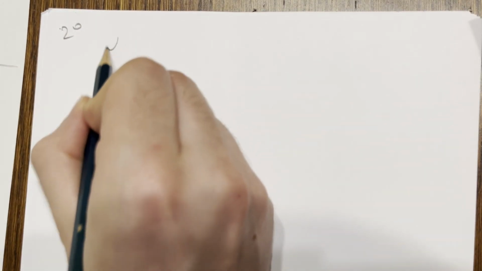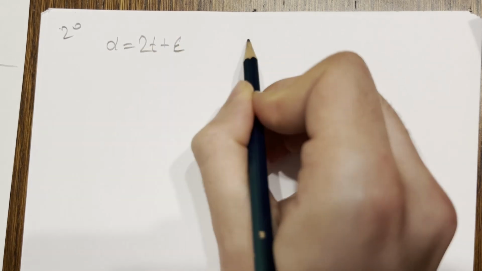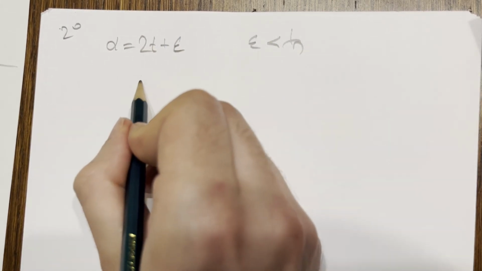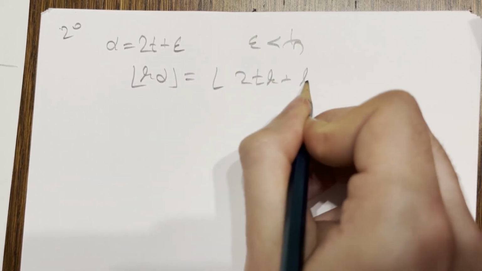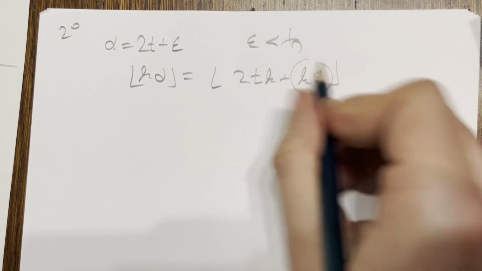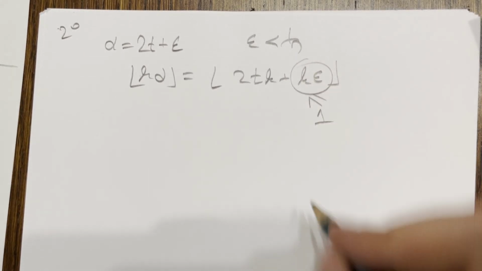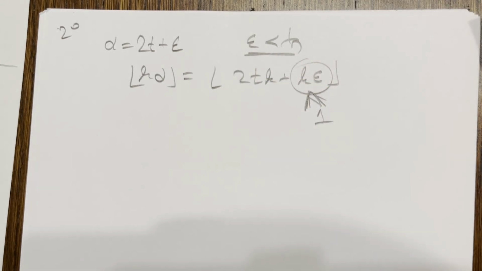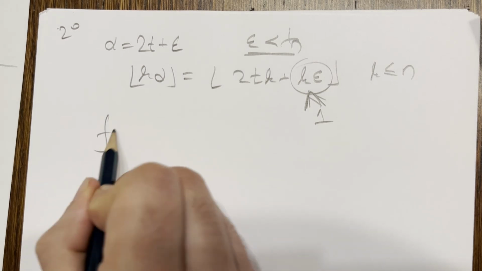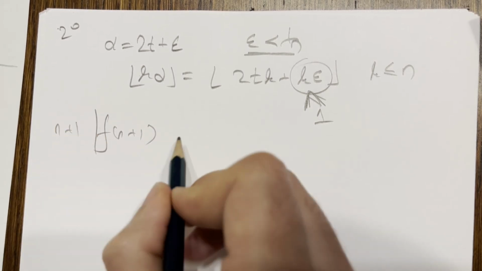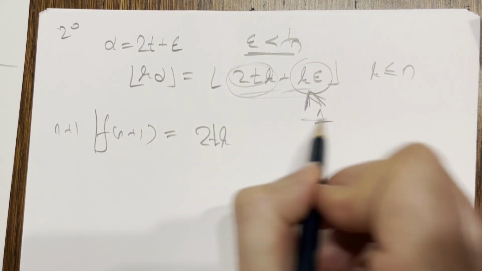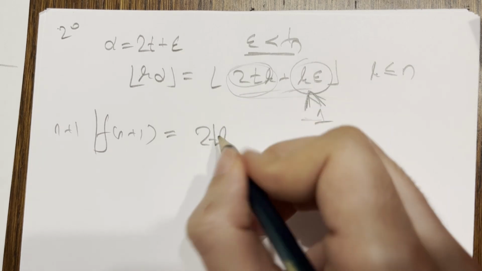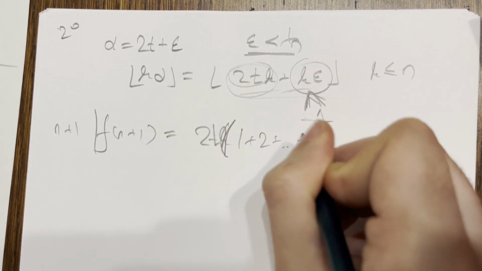On the other side, if alpha is equal to 2t plus epsilon, where epsilon is less than 1 over n, then now the floor of k alpha is equal to the floor of 2tk plus k epsilon. This thing right here is strictly less than 1, because epsilon is strictly less than 1 over n, for all k less than or equal to n. And so this function, f of n plus 1, divisible by n plus 1, becomes 2. So the floor of this, like 2tk, an integer, plus something less than 1, is going to be 2 times t1 plus 2 plus all the way till n.